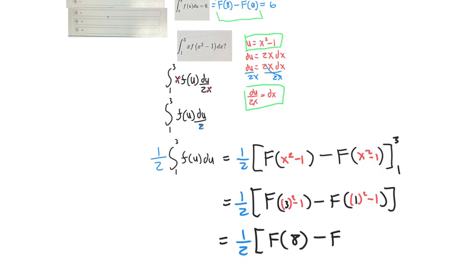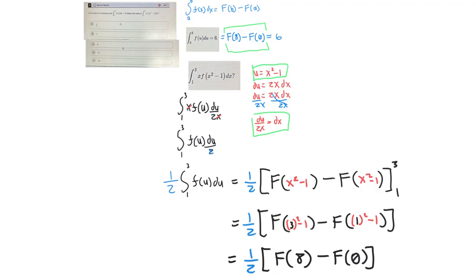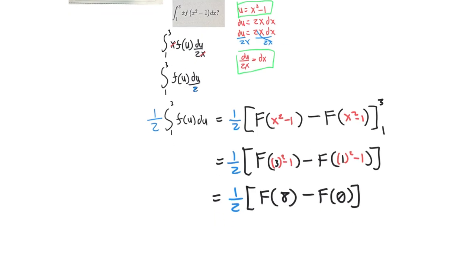0. And as we had stated before, anytime we see this structure, that really is equal to 6. Okay, we already established that. So that's going to be 1/2 times 6, and that's going to equal 3, which is the answer.